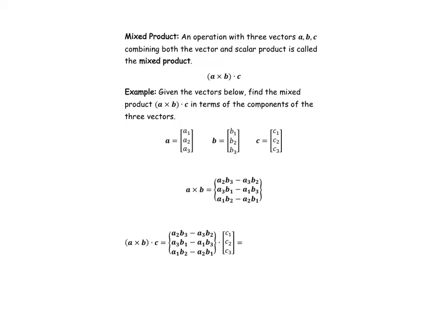All right, let's continue. Okay, so we've talked about the vector product. We've talked about the scalar product. Now we're going to talk about one of the more interesting examples, which has application later on. It's called the mixed product. The mixed product is an operation with three vectors, combining both the vector and scalar product. So let's take two vectors, A and B, and cross them. Find their vector product. And then take the resulting vector and do the scalar product with a third vector.